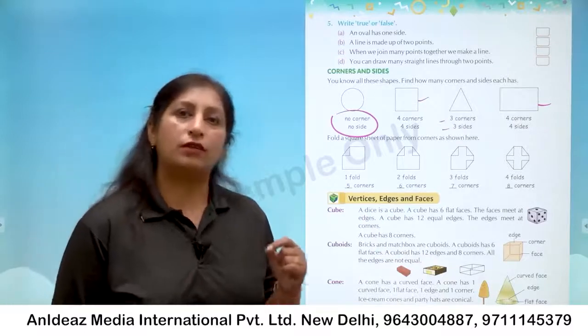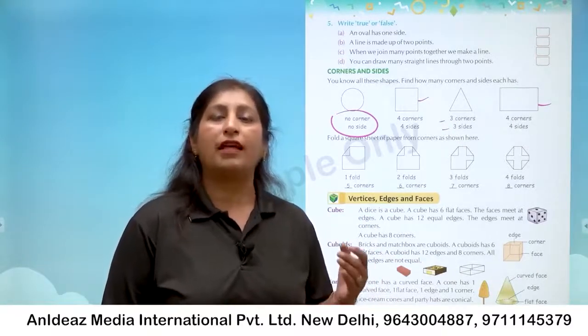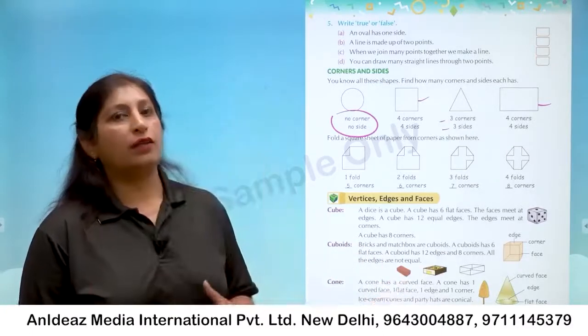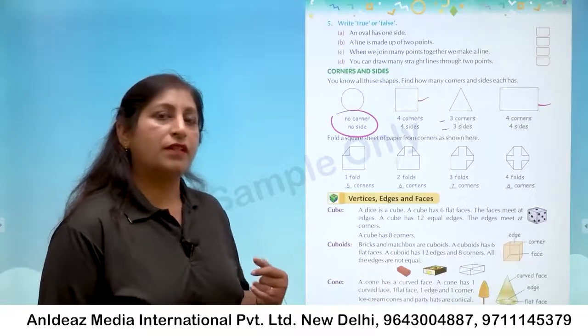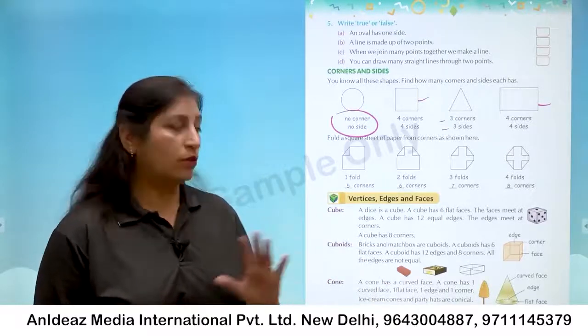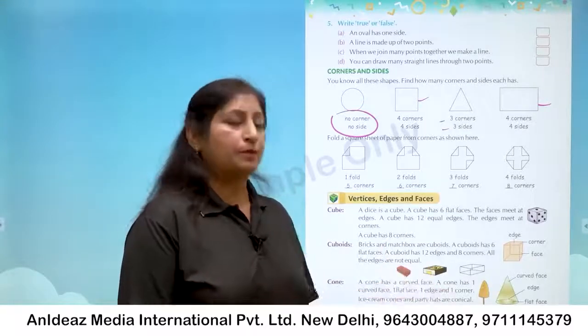Again, I am telling you one thing, that there is a difference between a cube and a cuboid. A cube has the same length, breadth and height, and in a cuboid, the length, breadth and height are not the same. If they are the same, it means it is a cube.